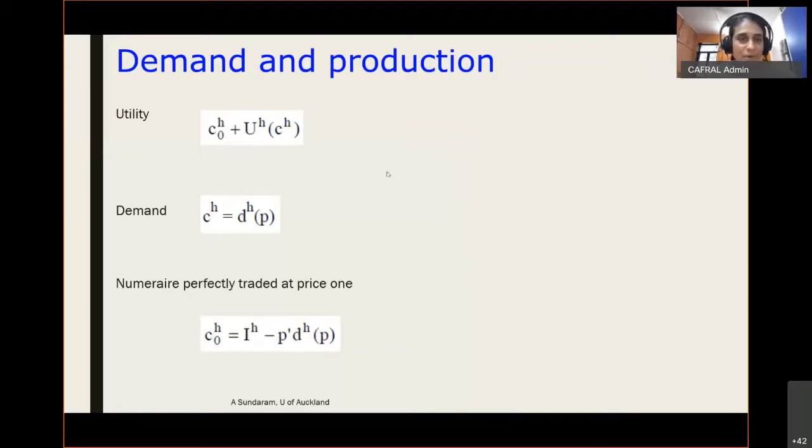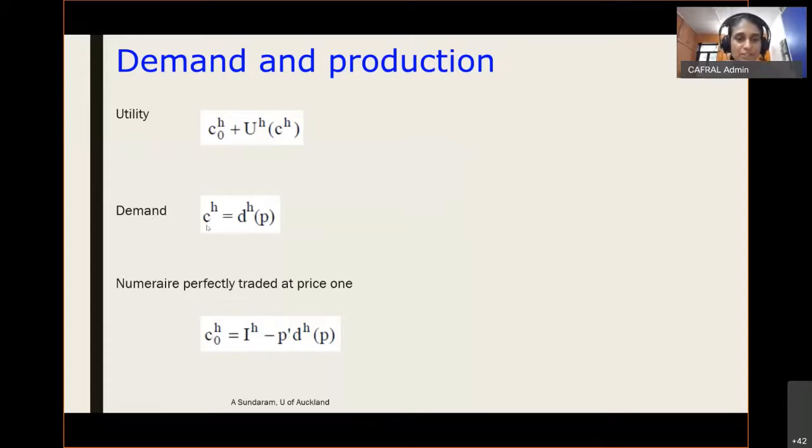It's a baby model. So we start with a utility function, and the reason we're doing this is we want to get a sense of welfare at some point. So we start with utility, where there are just two goods, right? So we have C naught, H. Think of C naught as a sort of numeraire good, so you can think of it as money, plus U of H, C H. So C H is the consumption good. So utility is a sum of C naught and the utility coming from the consumption good.